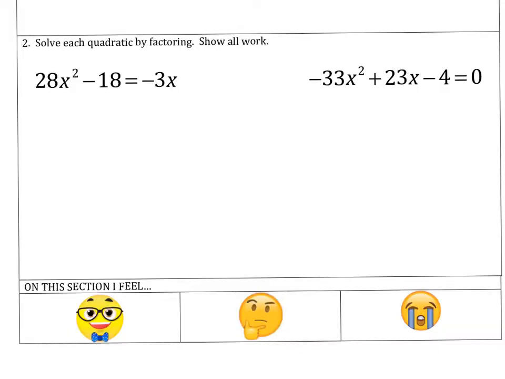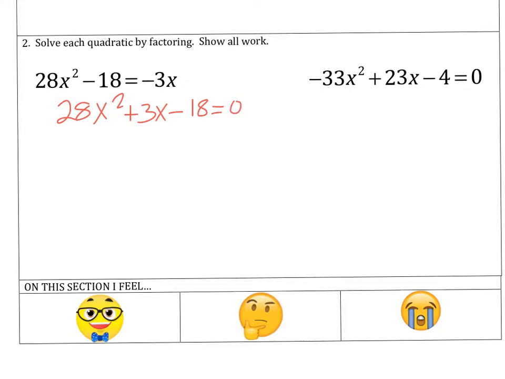Next up, we're dealing with some solving by factoring. And to solve by factoring, the first thing we want to make sure we do is bring everything over to one side. So this first one is going to be 28x squared plus 3x minus 18 is equal to 0.